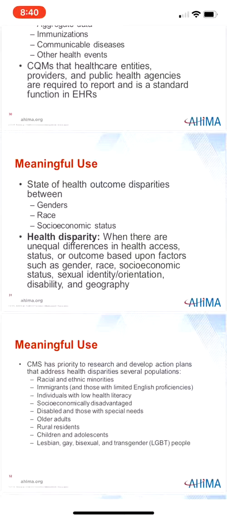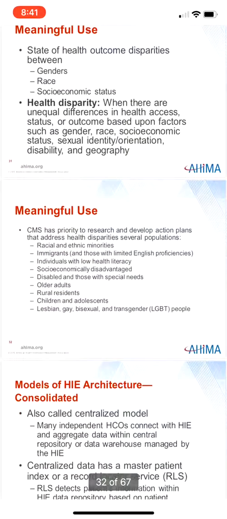CMS has given priority to research and development of action plans that address health disparities in the following populations: racial and ethnic minorities, immigrants, those who have limited English proficiency, individuals with low health literacy, socioeconomically disadvantaged, disabled and those with special needs, older adults, rural residents, children and adolescents, and then the LGBT community.